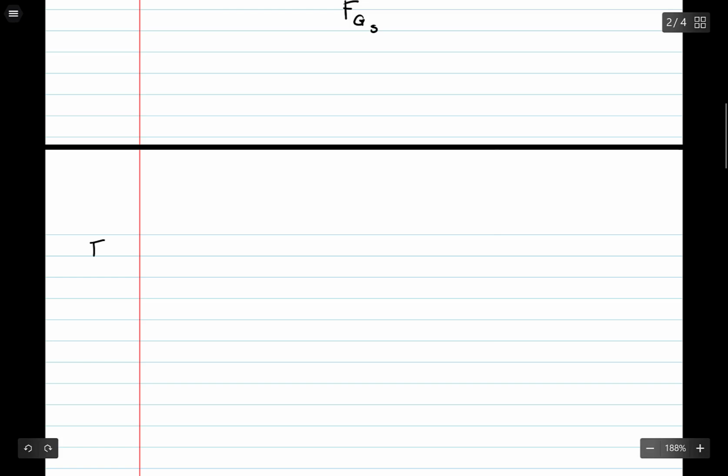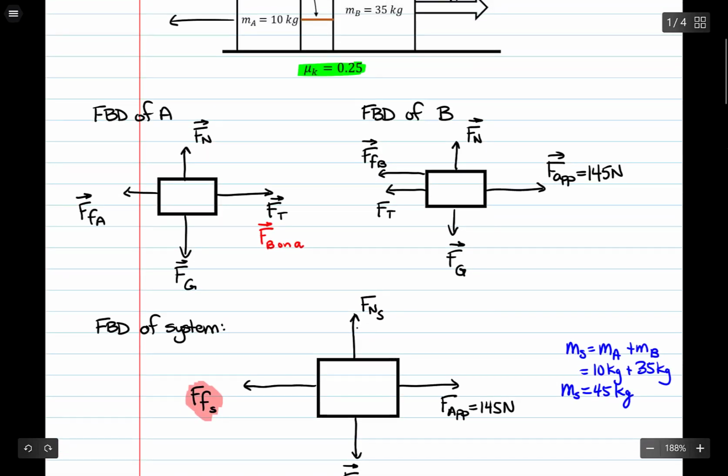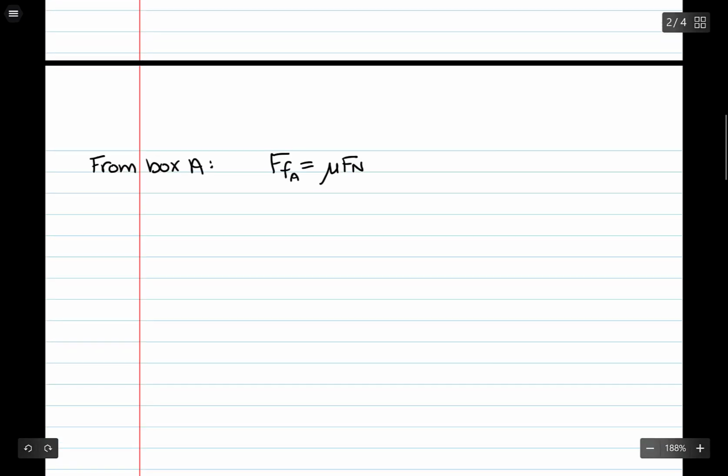So from box A, we have to ask ourselves, well, friction has the equation force of friction is mu Fn. And I need to know what the normal force is. And we know normal force on box A comes from that vertical direction. So let's go ahead and analyze the vertical direction of box A.